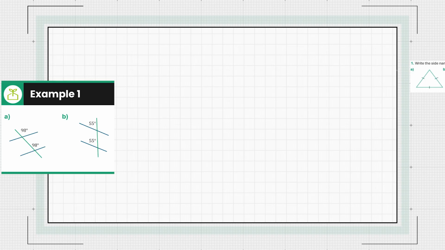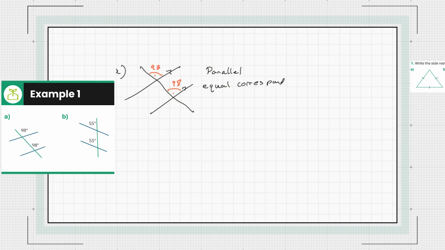So if we look at our first one, A, what we have is a transversal cutting across two lines. We don't know if they're parallel or not, but we do know that these two angles here are in fact equal. One is 98 and the other is 98 as well. And that means that we have two equal corresponding angles. And we would only find that if these two lines were in fact parallel. So for A, it is parallel, and the reason is equal corresponding angles.